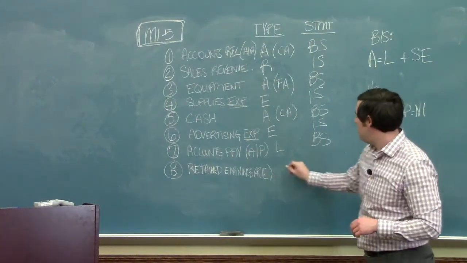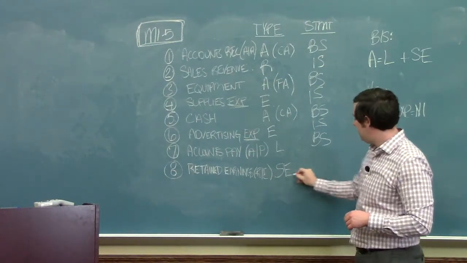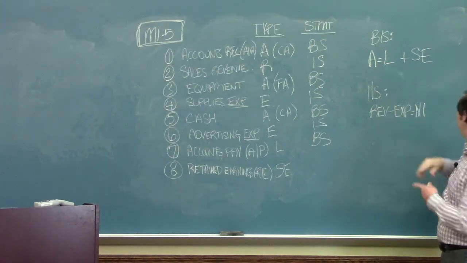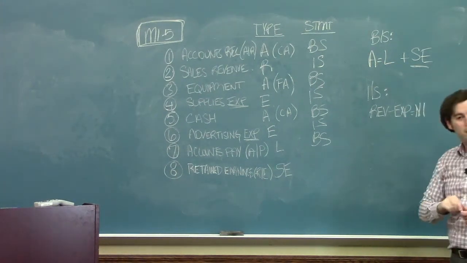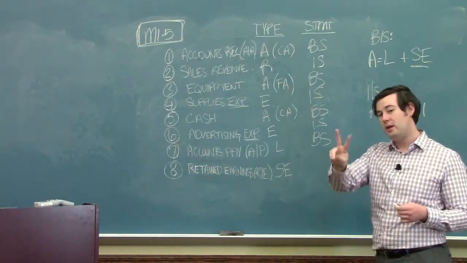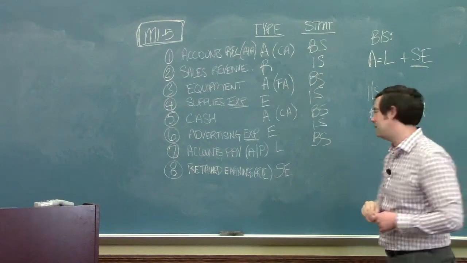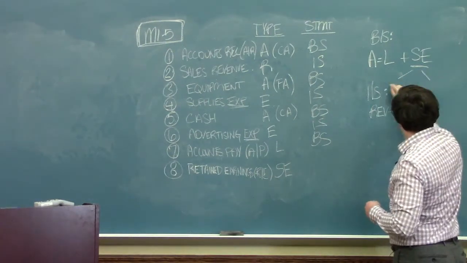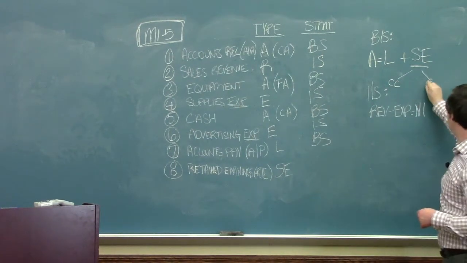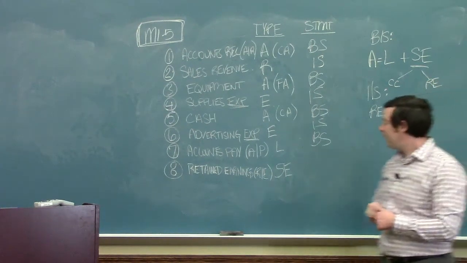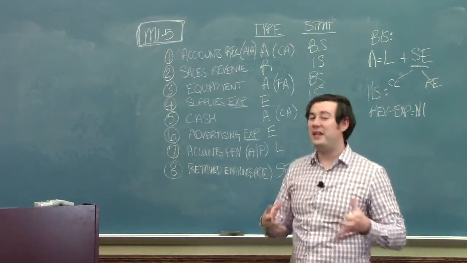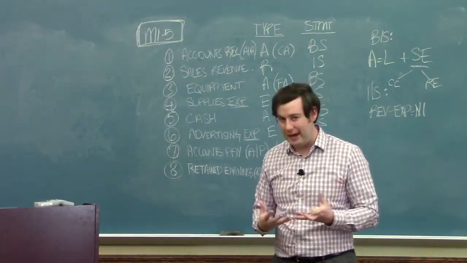Retained earnings. Retained earnings is considered stockholders' equity, okay? Stockholders' equity, again, shows up on the balance sheet equation. It's this last part of the balance sheet equation. Stockholders' equity has two basic components that we're going to talk about today. And that is contributed capital, which I'm going to abbreviate CC here, and retained earnings, okay? Retained earnings is just what it says it is. It is the earnings that the company has retained, okay?